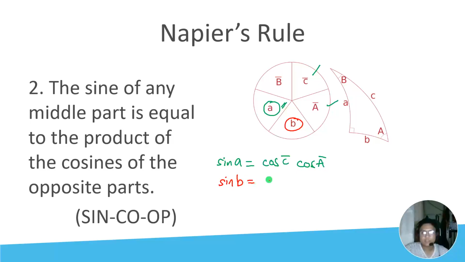So if I use B as the middle part, apply again the sin-co-op rule, the sine of B equals the product of the parts opposite to this middle part. So the opposite parts are this and this. Therefore, these parts are opposite to B. Therefore, cosine of bar B times cosine of bar C. Okay? So, that's it. We can now solve some problems in right spherical triangle.